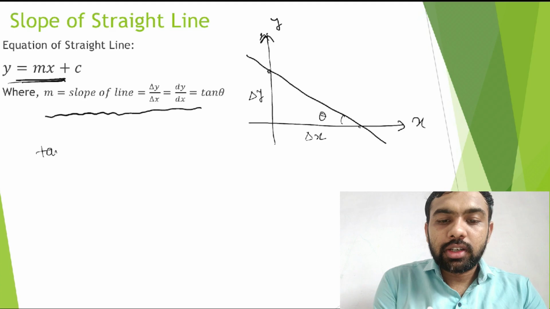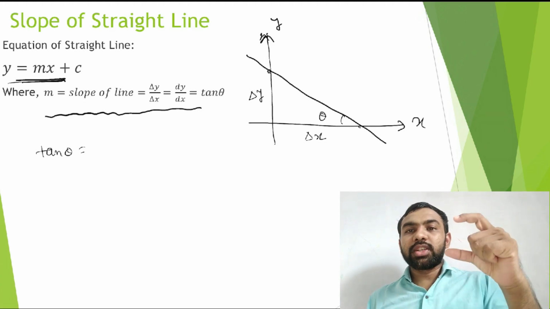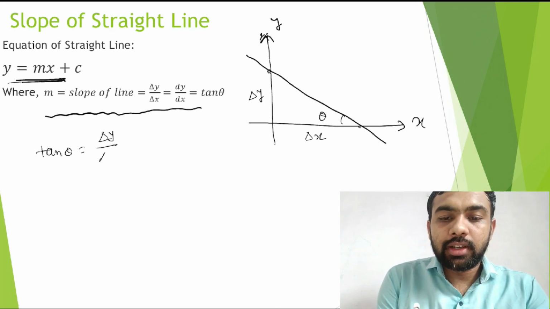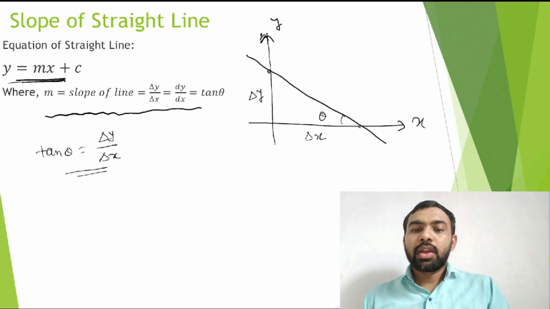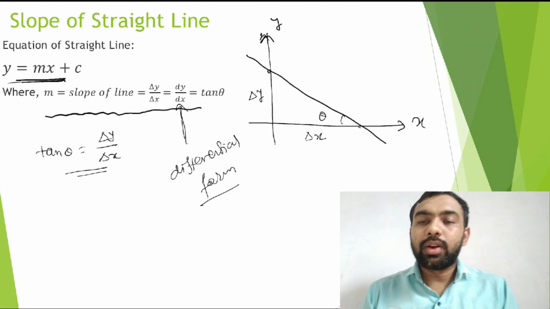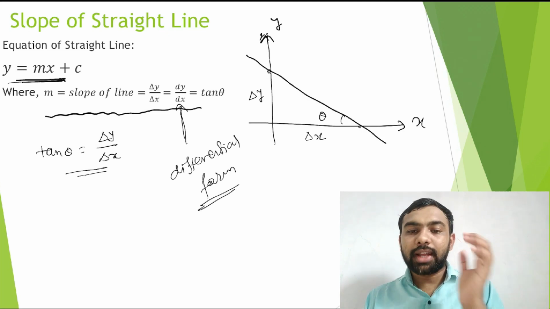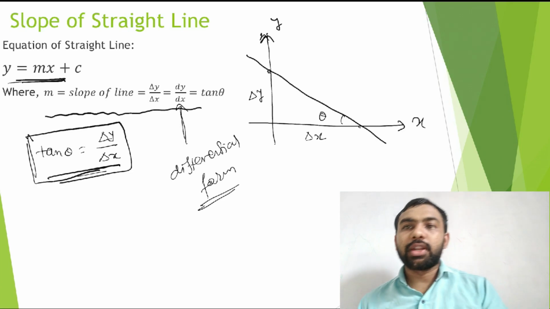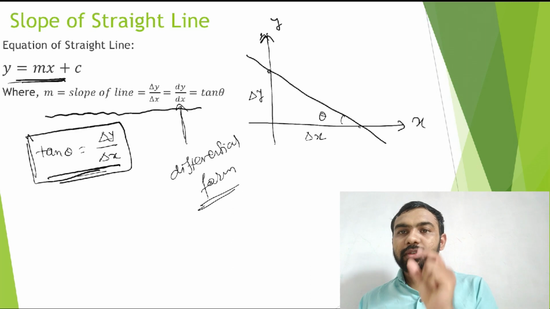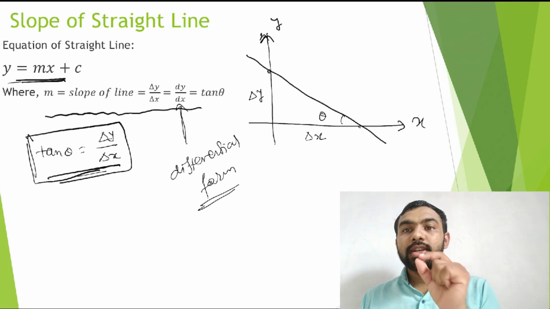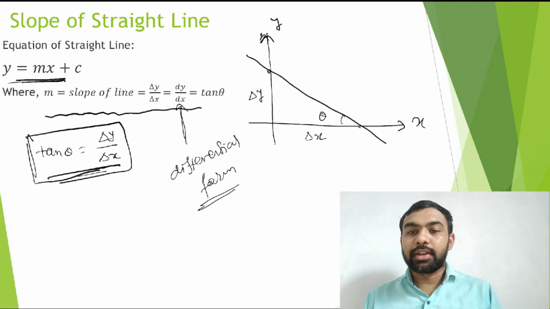So what is this tan theta? Tan theta is equal to opposite upon adjacent. What is opposite? Delta y. What is adjacent? Delta x. So delta y upon delta x. In this way you write a slope, where dy by dx is a differential form. What is the differential form? We discuss it in detail later on, but right now you remember these two equations only: tan theta is equal to delta y upon delta x. The dy by dx we discuss in detail later, and it is called a differential form.